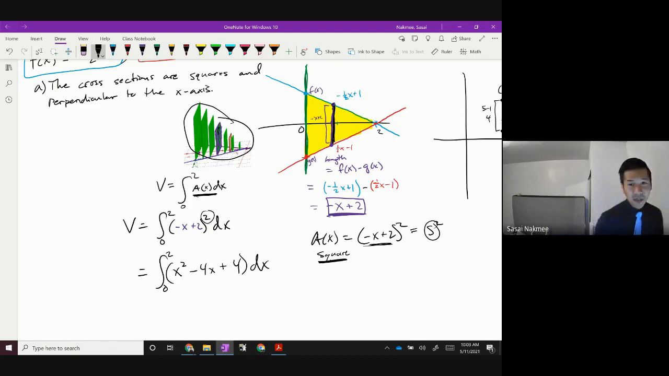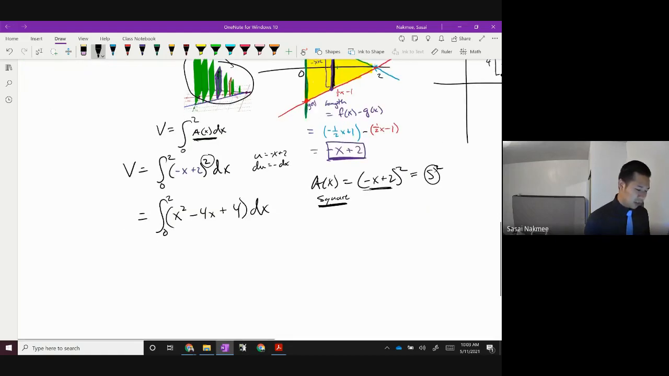do the integral. If you guys prefer the u substitution method, you can do u substitution here and let u equal negative x plus 2. du is equal to negative dx. And you could actually integrate this with u substitution, but I'm just doing it this way because this looked easier. So I'm going to go ahead and integrate this right here.